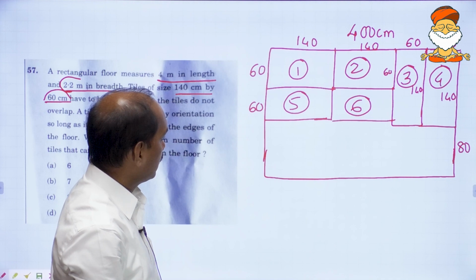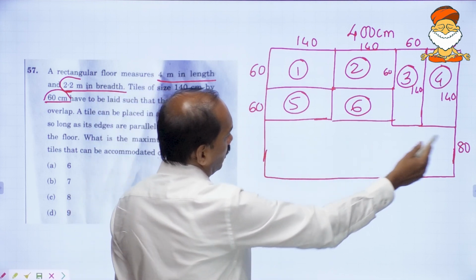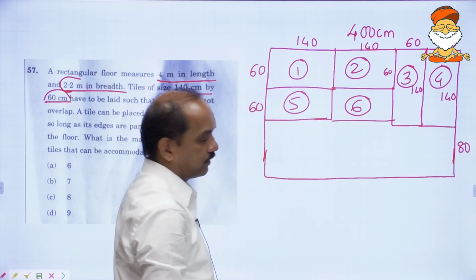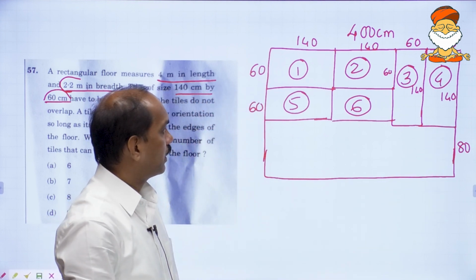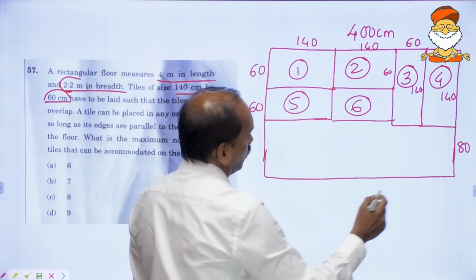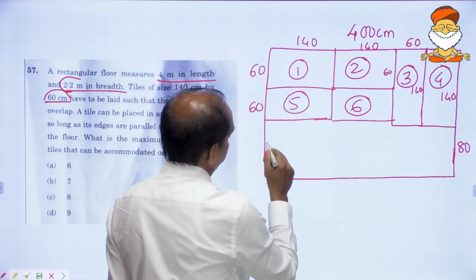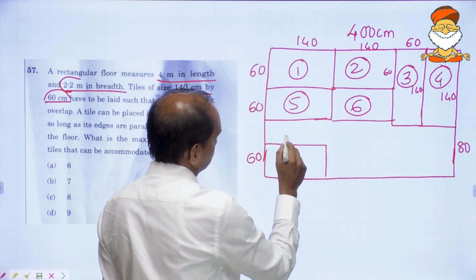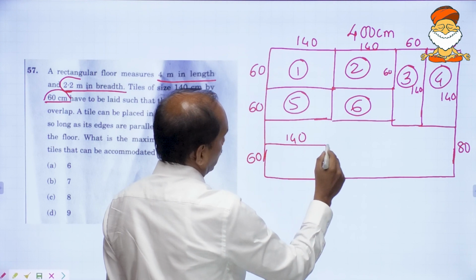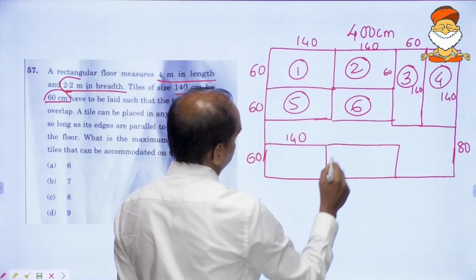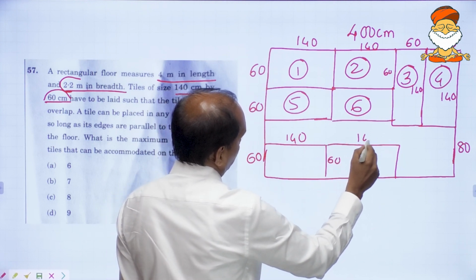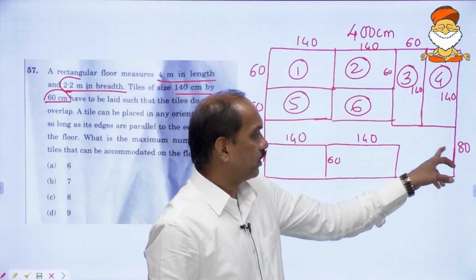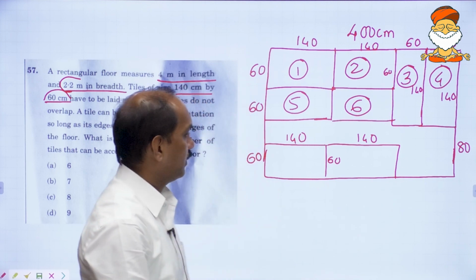Now you are left out with 400 length and 80 breadth. 480. You can go for 2 more here. Okay. 60, 140. Right. Again 60, 140. Right. So in the end you will be left with only 120 centimeter. Nothing can be done there.